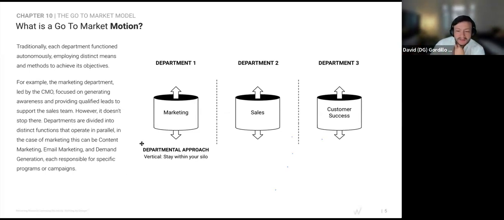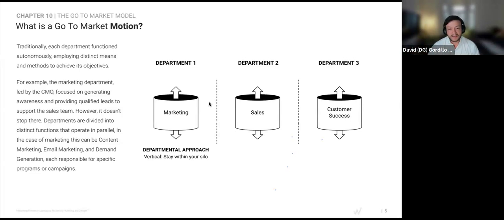Traditionally, these departments normally operate in very independent ways, meaning that marketing has their own processes, their own systems, their own tools, their own ways of measuring success with KPIs. Similar for sales and similar for customer success. The challenge with this approach is that normally the interactions between departments tend to be very limited and through interfaces, meaning that there's a lot of miscommunication and a lot of breaking points throughout the customer experience.